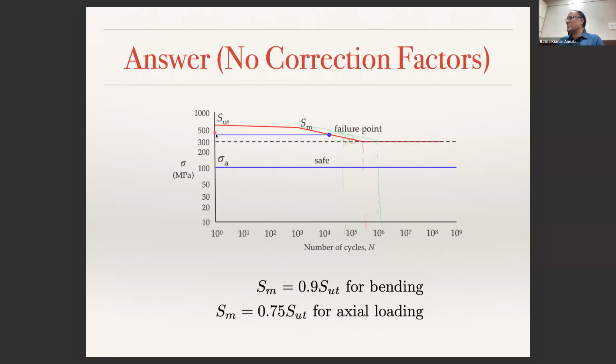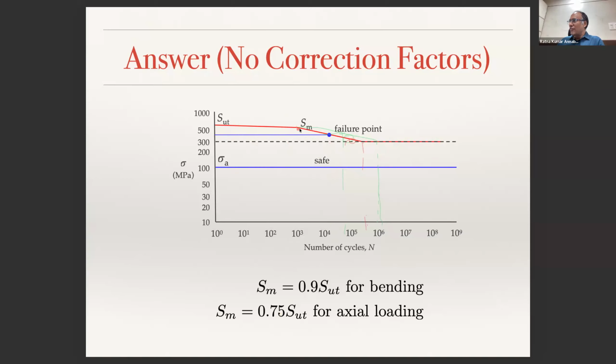And if the applied stress amplitude is 400 MPa, which is above the endurance limit, then you will have a point at which the failure happens. Corresponding to that, you found it to be 3 into 10 power 4 cycles. So that means at this stress amplitude of 400 MPa, the component can last for 3 into 10 power 4 cycles.